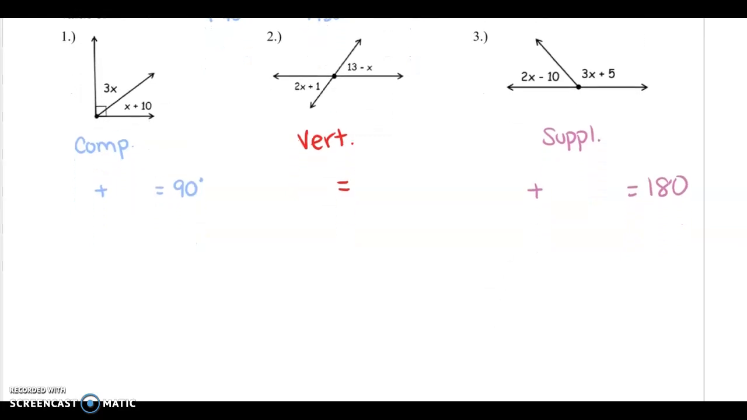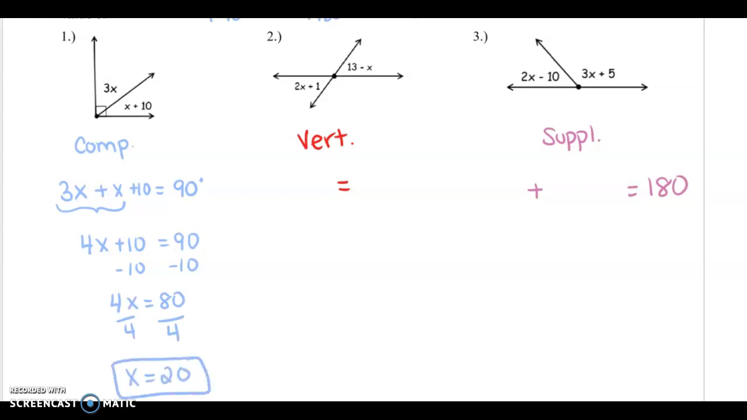So let's look at our complementary angles. We are adding these together. So 3x plus x plus 10 has to equal 90. Combine like terms. 3x and x make 4x plus 10 equals 90. Subtract the 10. 4x is equal to 80. We're solving equations. Divide by 4. X is equal to 20. Okay, so I just found out my first measurement.